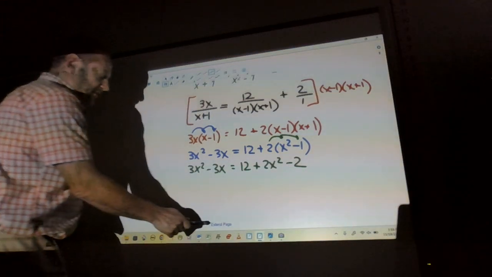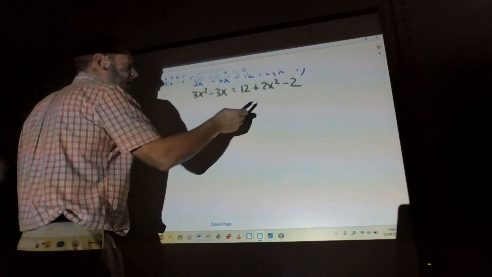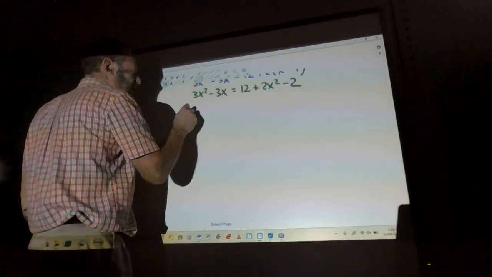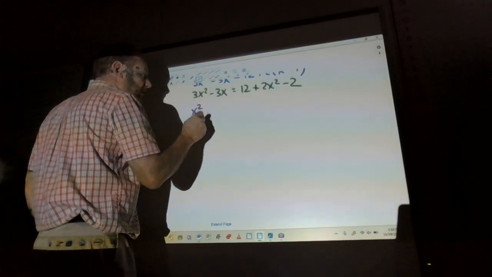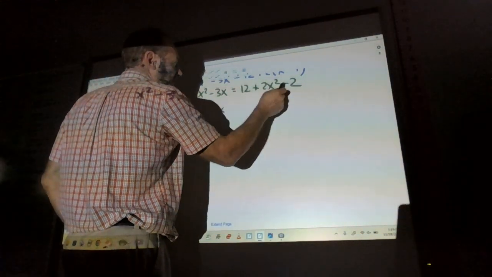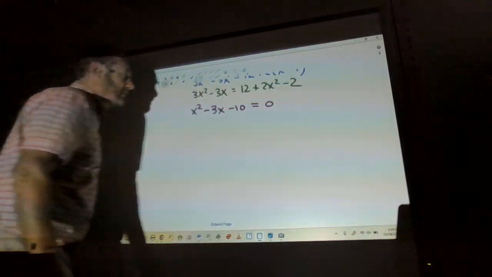And then I'm going to get it all on the same side. So I'm going to move this all over here. I'm going to subtract 2x squared from both sides, so I'm just going to have an x squared. I'm going to have a minus 3x. Oh, these combine to make 10, so when I subtract it over here, it's minus 10 equals 0.